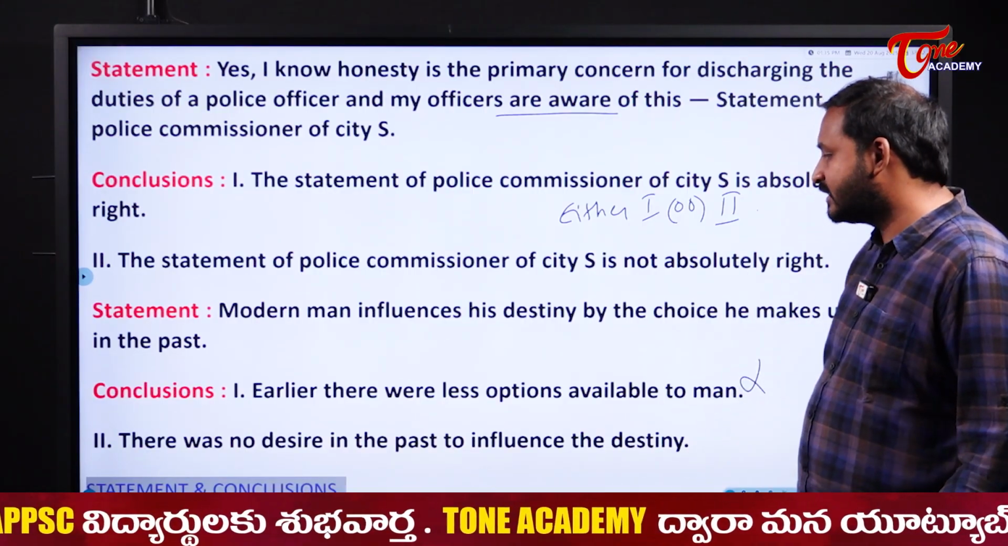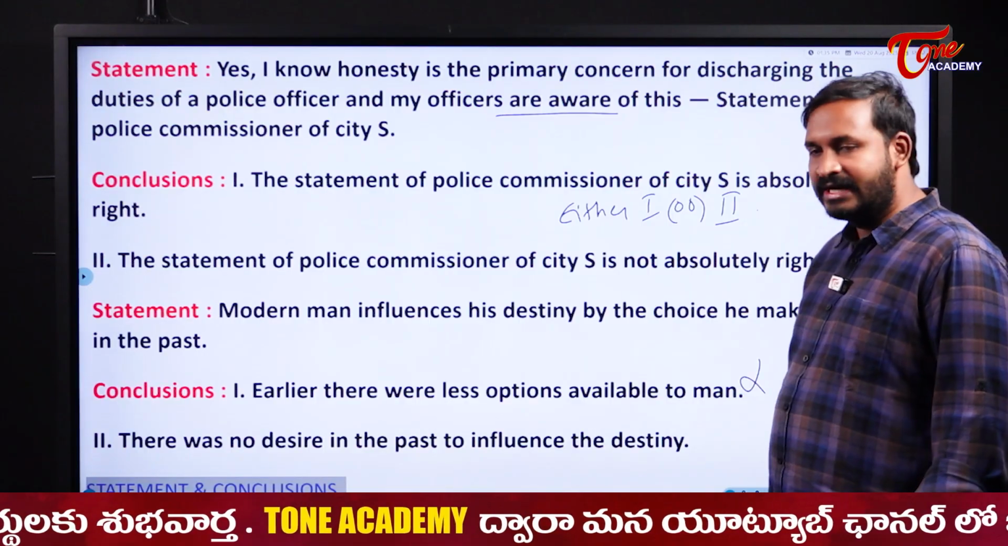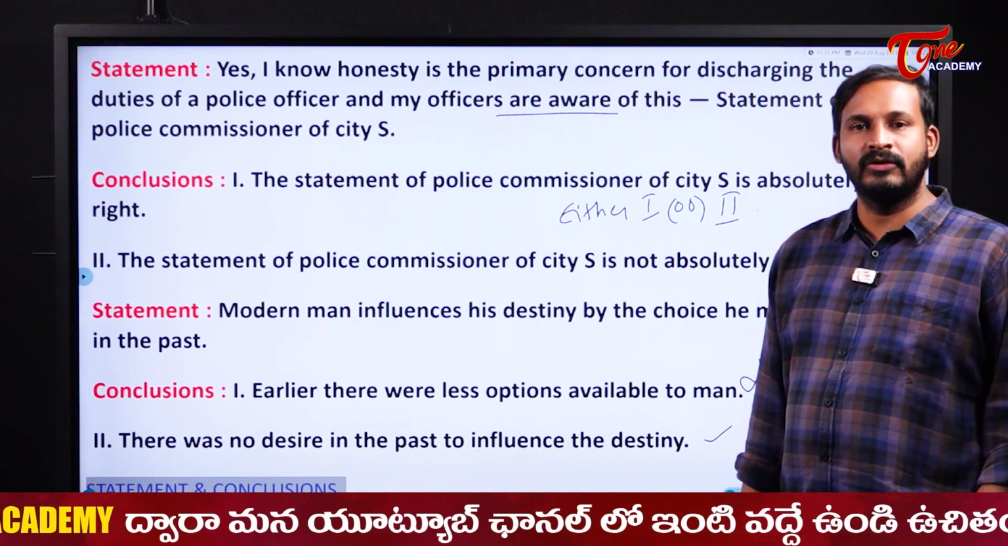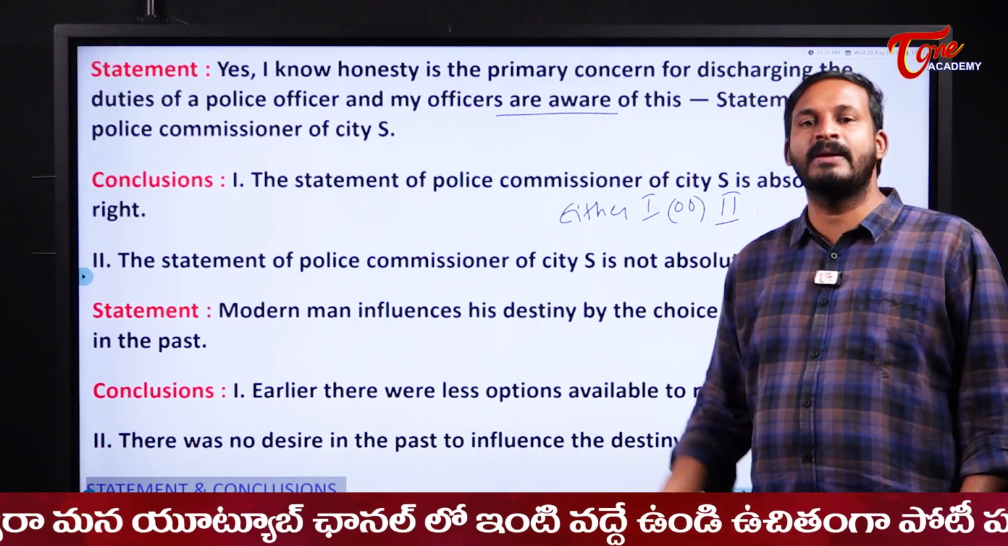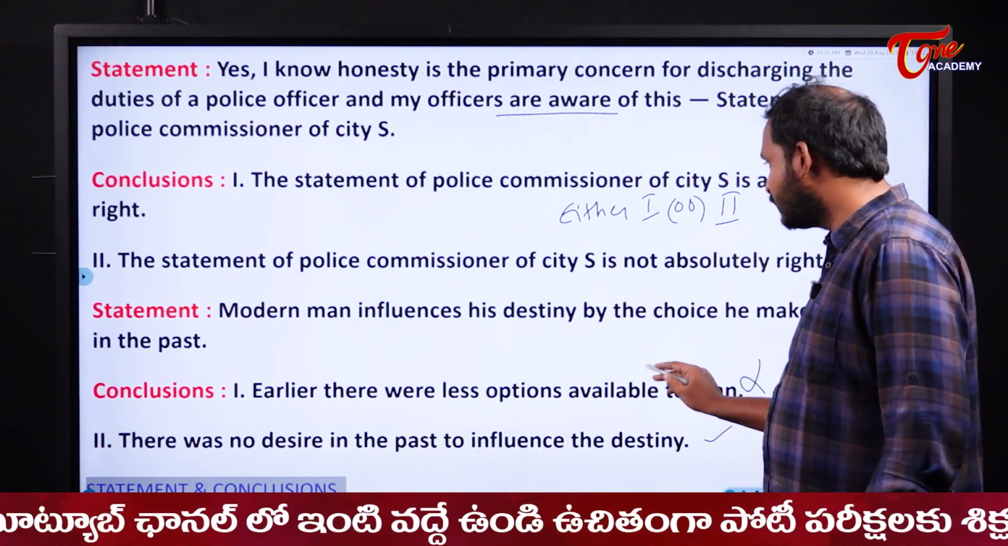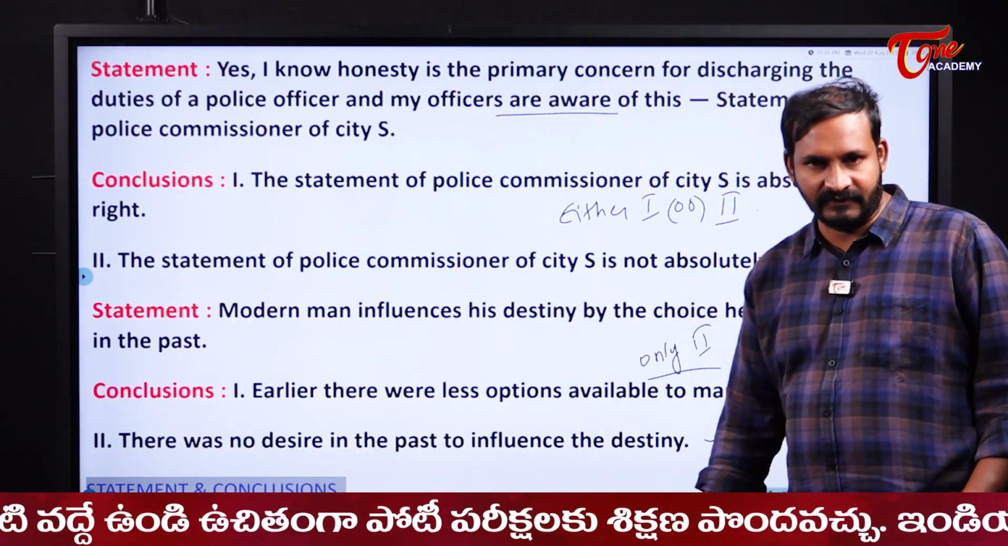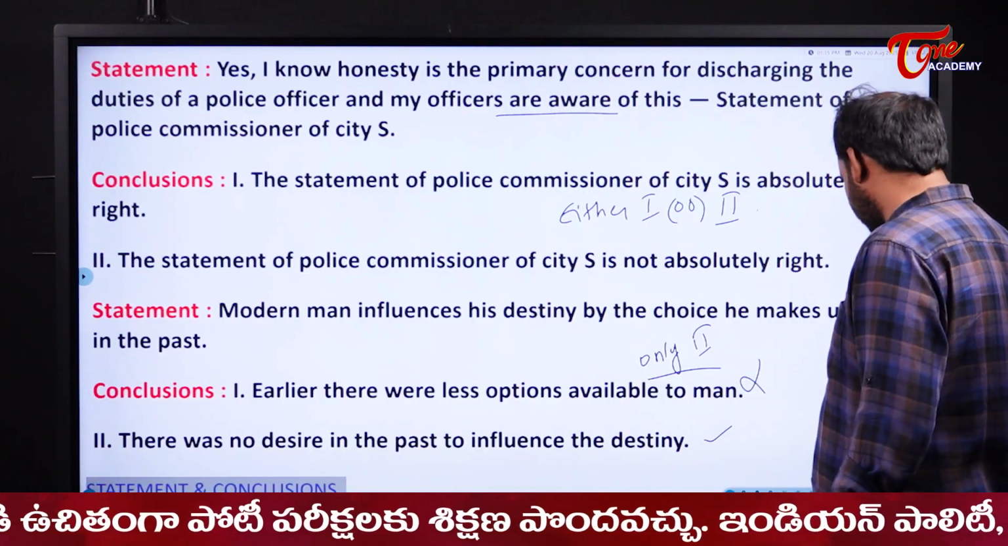Next, there was no desire in the past to influence the destiny. Yes, that is correct. People didn't have any desire. Opportunities are there, but the public doesn't have the desire. So, here only 2 is correct for us. Only 2 is correct for us here. Only the second conclusion is correct.